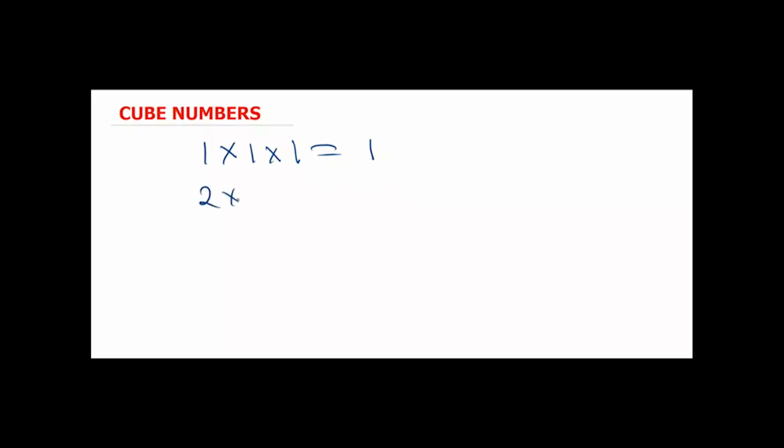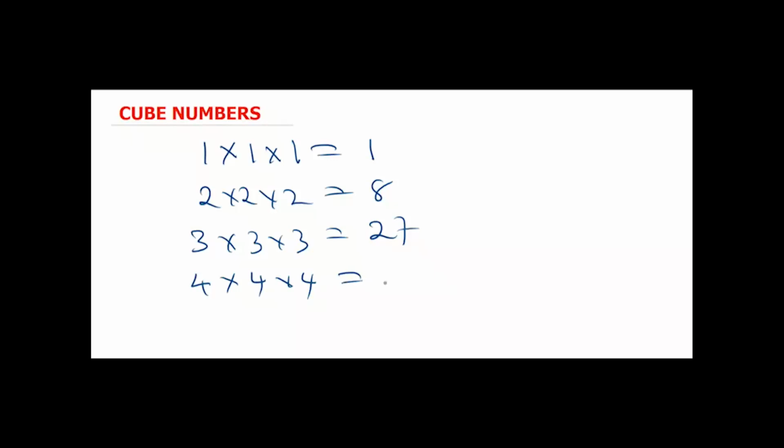So 2 by 2 by 2, you have 8. 8 is a cube number. 3 by 3 by 3, you have 27. 27 is a cube number. 4 by 4 by 4, you have 64. 64 is a cube number.